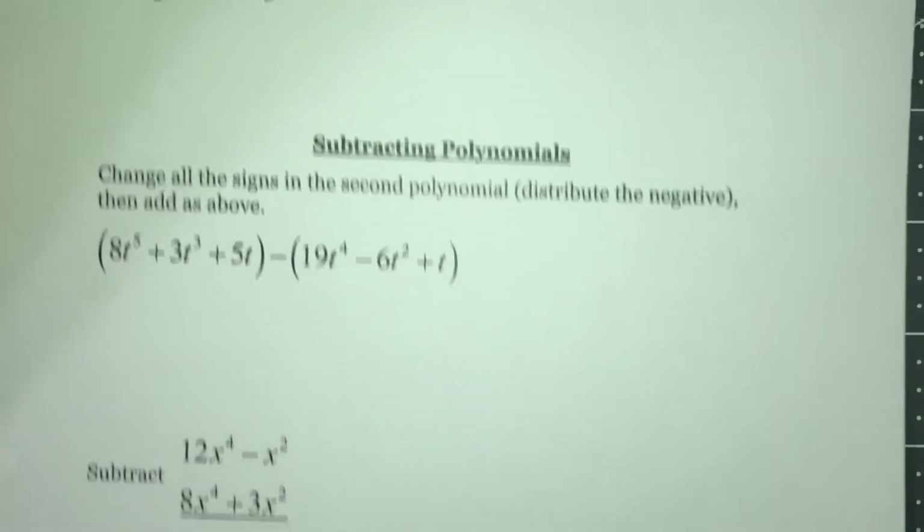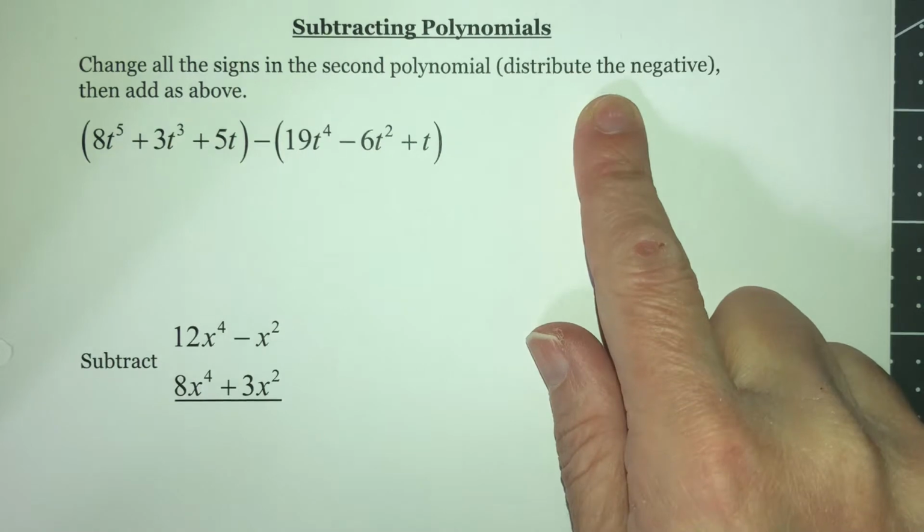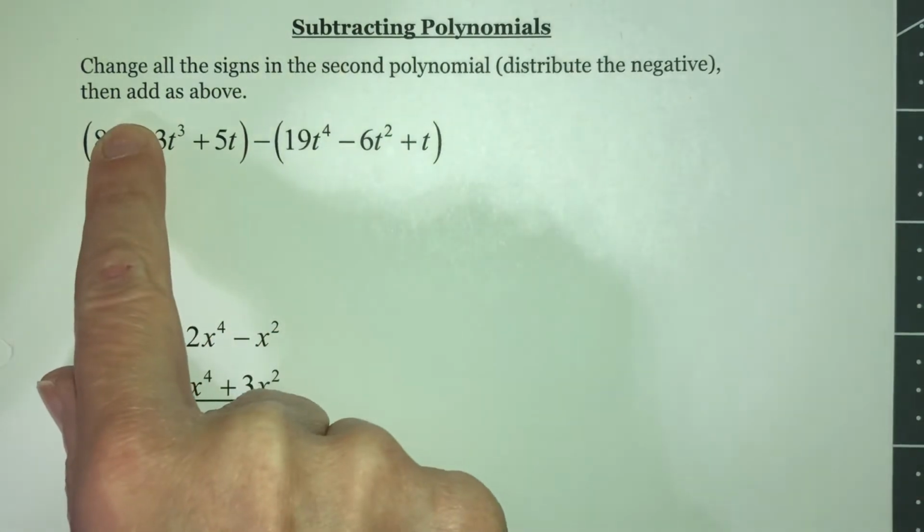Okay, so that's addition. Now for subtraction. We've already been doing this in some ways. When it's written horizontally, it's exactly the kind of problem we've done before. Technically, our rule is that we change all of the signs in the second polynomial, which is the same as distributing the negative number, and then we do it like an addition problem.